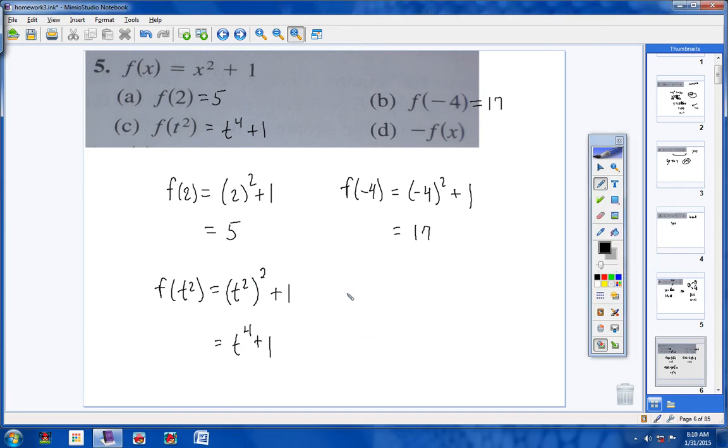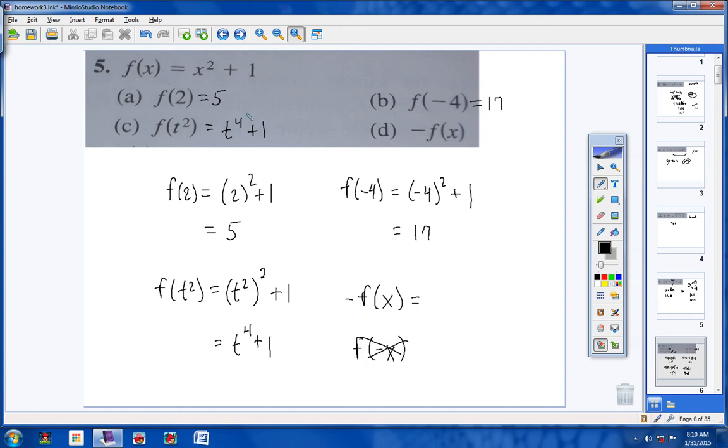Moving on to the last one, negative f of x. Now, this is a notation that means you're going to apply a negative sign to the entire function. If it would have looked like this, that would be notation telling you to put a negative sign for every x, okay? But that's not what we have. We have this right here.